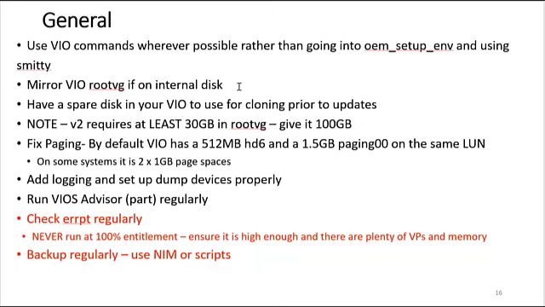If you're running on internal disk, your root VG should be mirrored. If you're running on the SAN, your root VG does not need to be mirrored because the SAN should be RAIDed anyway, but you still want to have that spare disk, or in the case of a mirrored root VG, 2 spare disks to use for cloning.